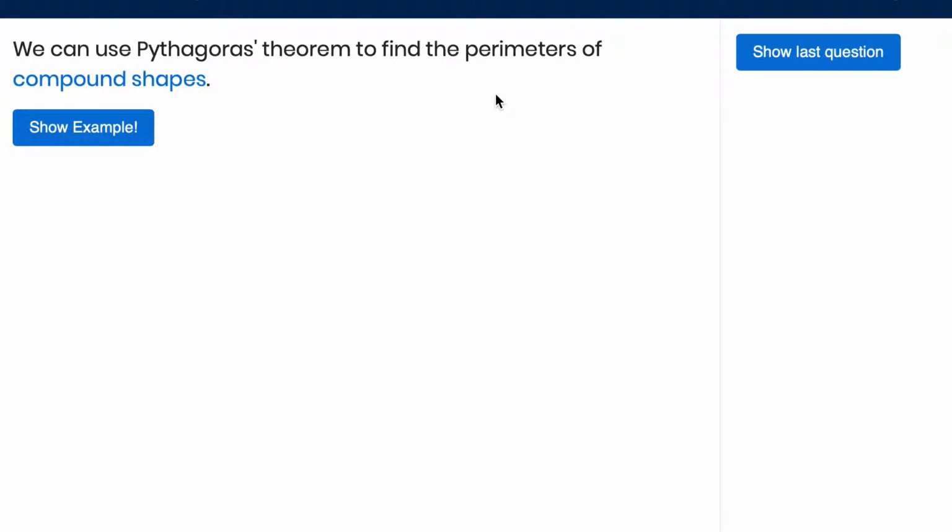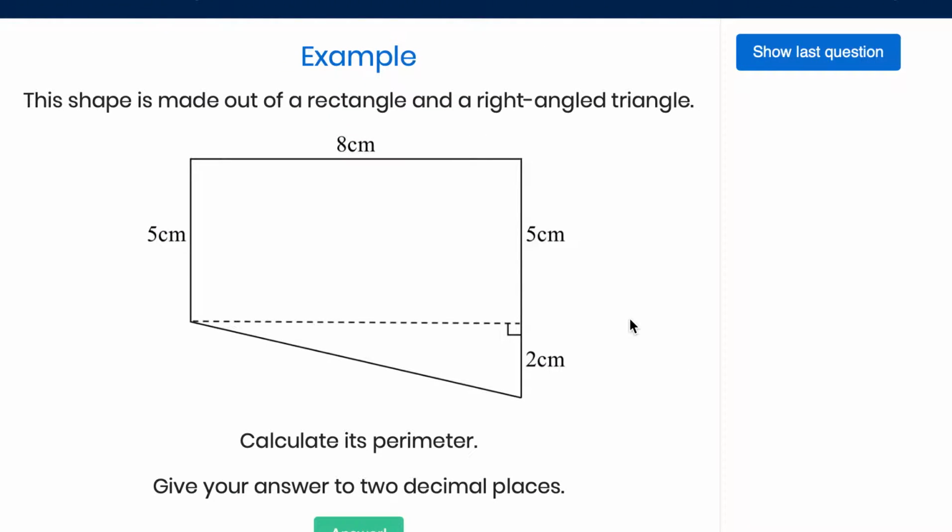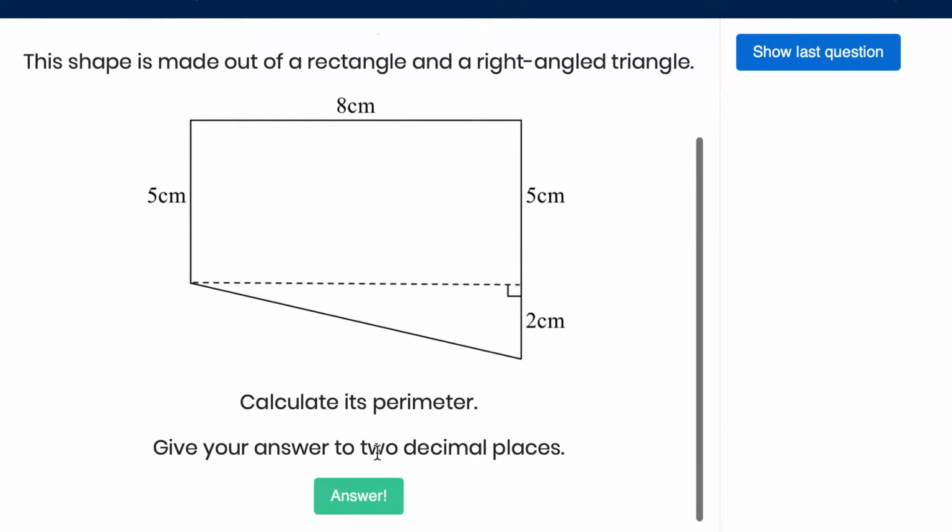Okay, so here is an example. This shape is made out of a rectangle and a right-angled triangle. Calculate its perimeter. Give your answer to 2 decimal places. Now, before we show you the answer, remember that the perimeter of a shape is the total of all the outside lengths. We have all of them, apart from the slope at the bottom, which we will first use Pythagoras' theorem to find.